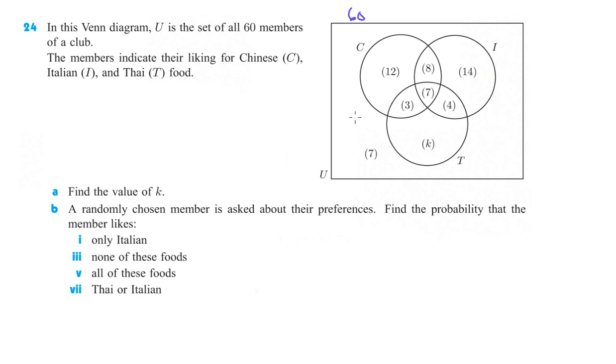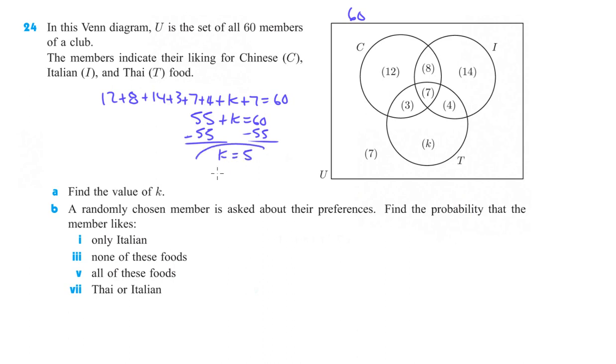So look, we have all the numbers except for this one right here. Since we know that all of these numbers here have to add up to 60, we can figure out what the K is by adding all those up. 12 plus 8 plus 14 plus 3 plus 7 plus 4 plus K plus, don't forget this 7 right here, all have to add up to be 60. Okay, so add those numbers all up. We get 55 plus K equals 60. So subtract 55 from both sides, and we get that K has to equal 5. Okay, so there's this one.